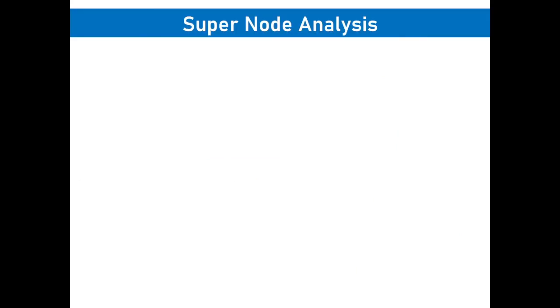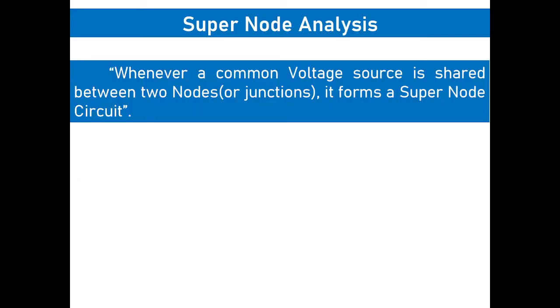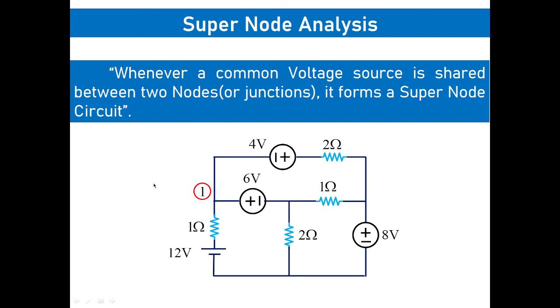Let us now concentrate on super node analysis. Whenever a common voltage source is shared between two nodes or junctions or points, it forms a supernode circuit. For example, you have node 1 here, node 2 here. Observe 6 volts is being shared by node 1 and node 2 directly. There is no other parameter.